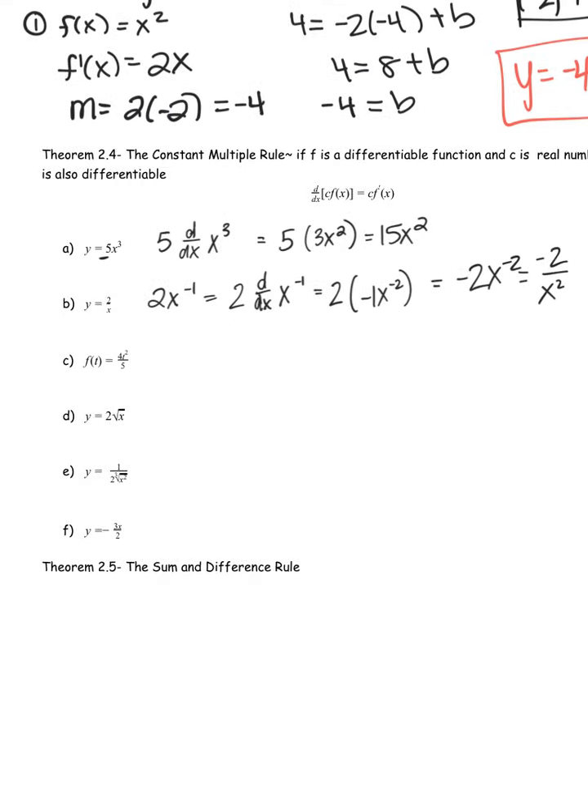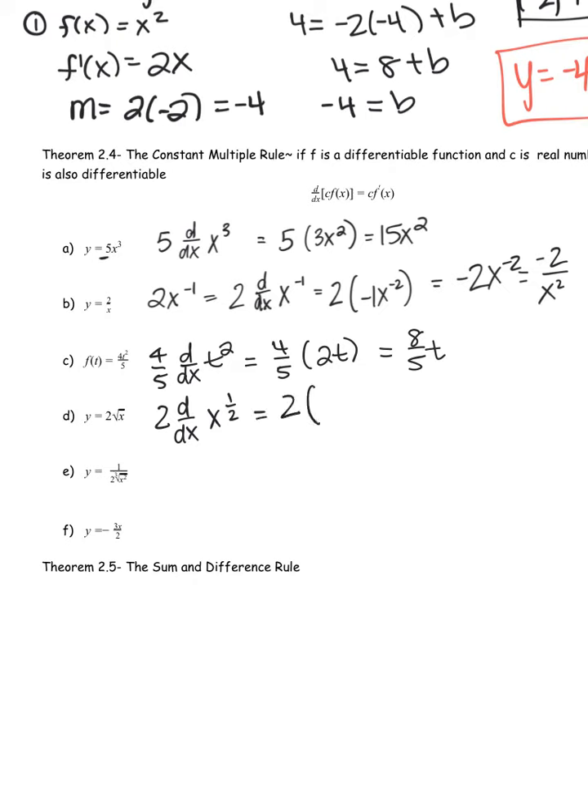Next one. My constant here is 4/5 times the derivative of t squared. So that gives me 4/5 times 2t, which gives me 8/5 t as my derivative. Alright, d, my constant is 2, and I'm taking the derivative of the square root of x. I can rewrite the square root of x as x to the 1/2. So that's 2 times 1/2 x to the negative 1/2, which gives me x to the negative 1/2. So that's 1 over radical x.